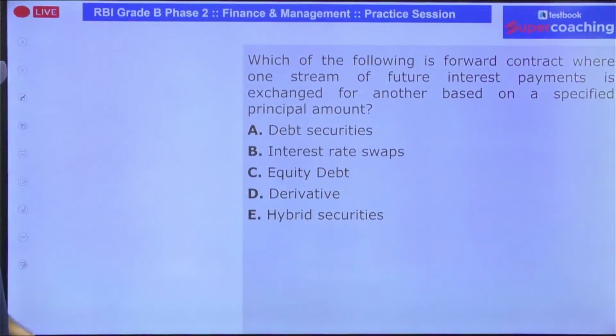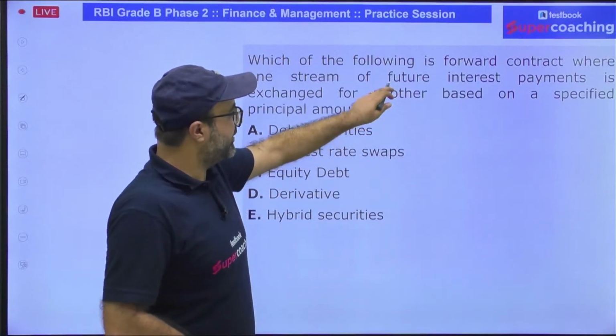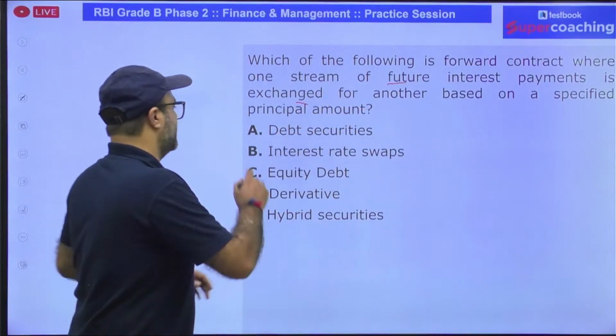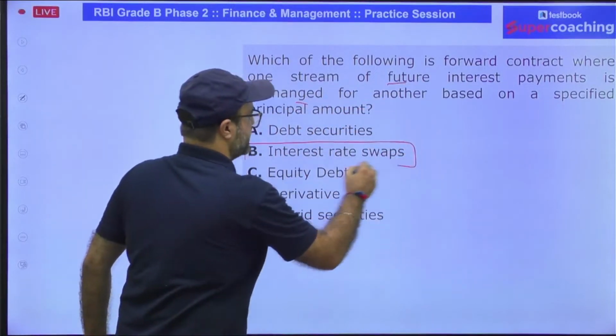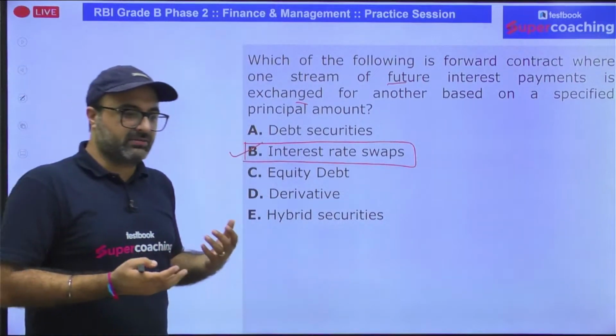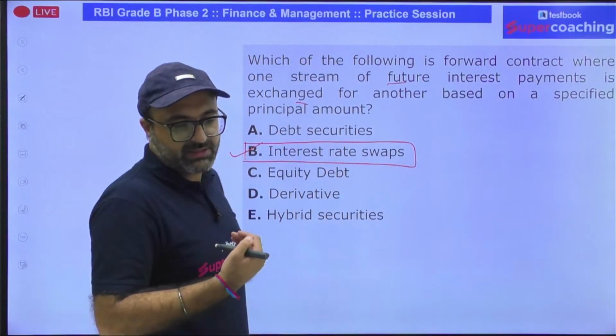Which of the following is a forward contract? Forward contract where future interest payment is exchanged for another. So whenever there is an exchange in terms of interest rate, that means we are paying the interest rate. You will be paying mine, I will be paying yours.